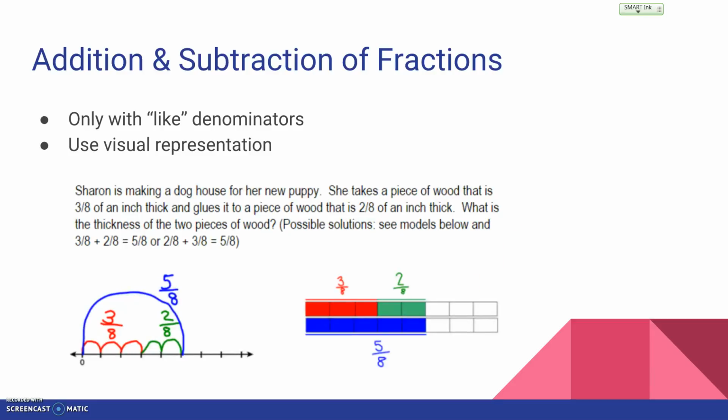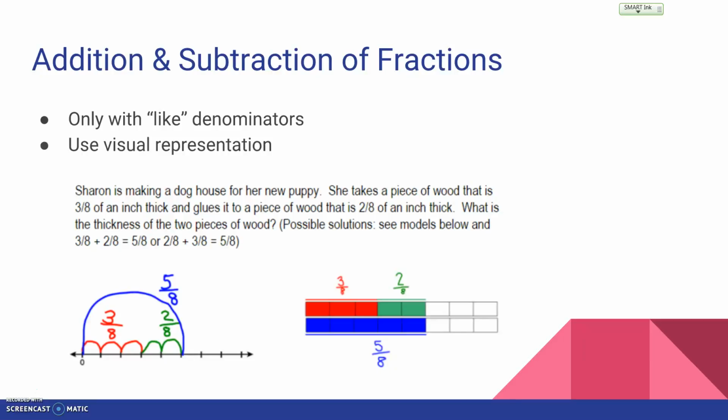Here's another couple of representations. Again, we're only adding fractions with like denominators. Sharon is making a doghouse for her new puppy. She takes a piece of wood that is 3/8 of an inch thick and glues it to a piece of wood that is 2/8 of an inch thick. What is the thickness of the 2 pieces of wood?